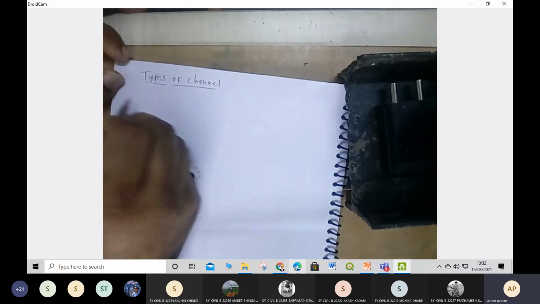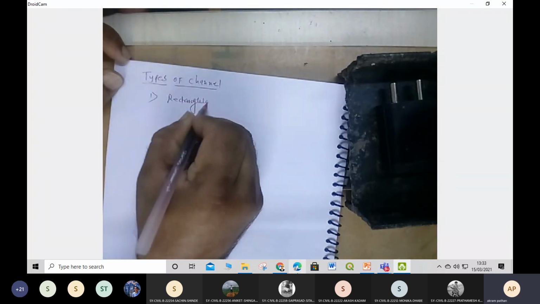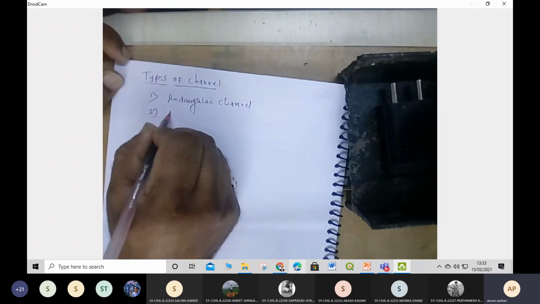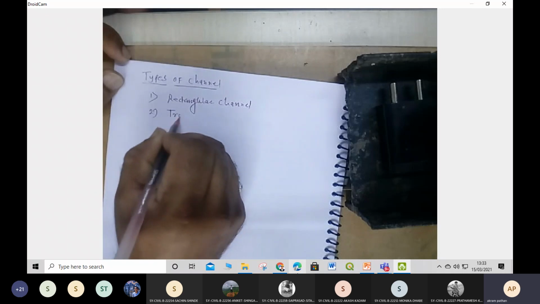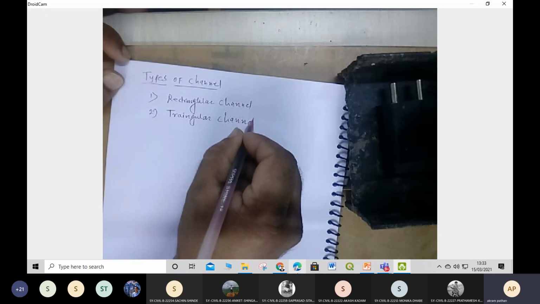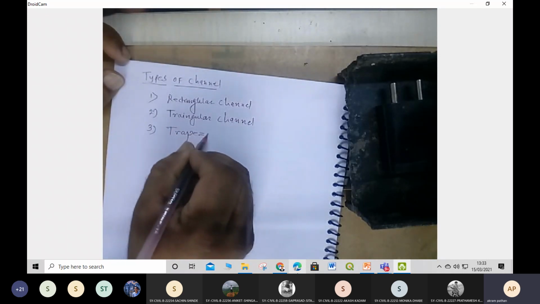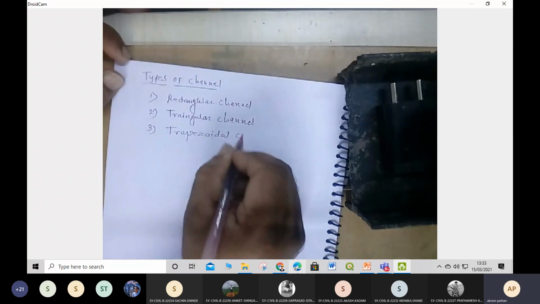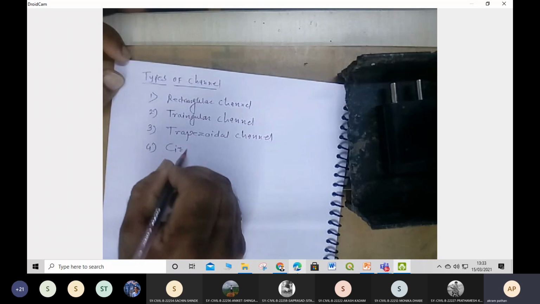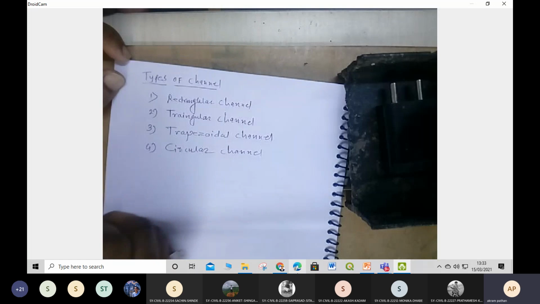Types of the open channel. We have a rectangular channel section. Then we have triangular channel section. Then the third one is trapezoidal channel section. Then the fourth one is circular channel section.